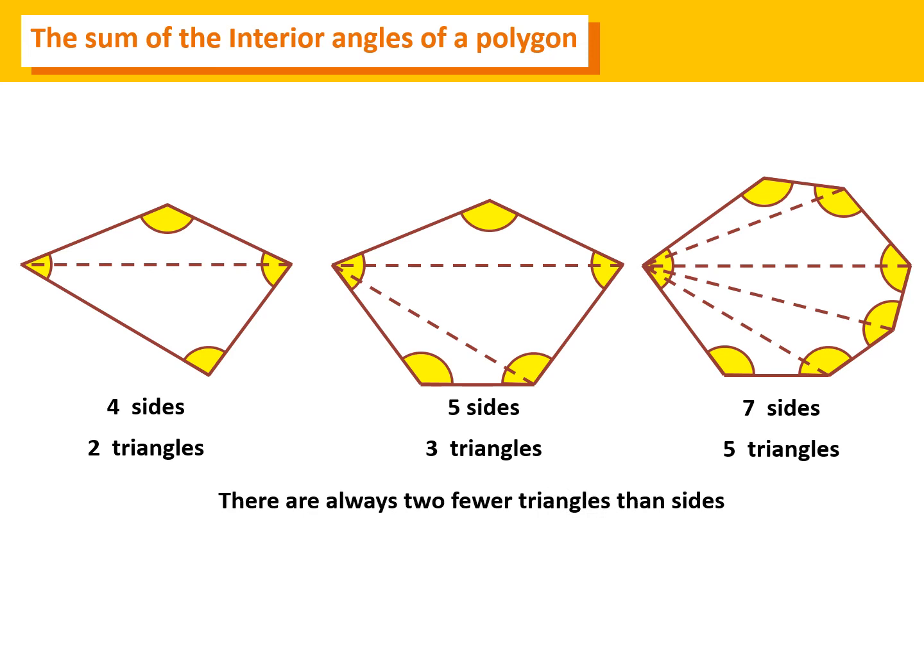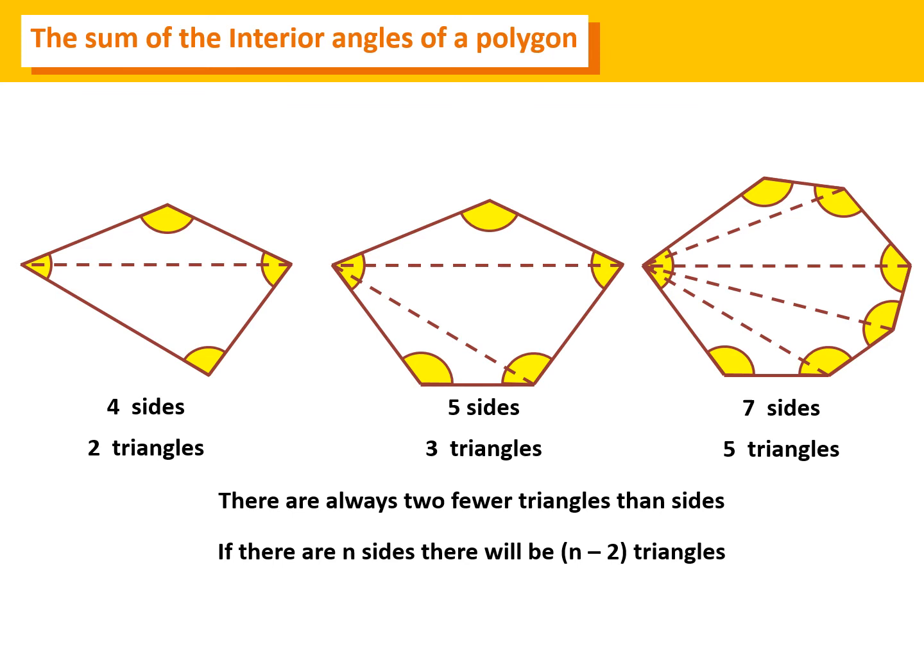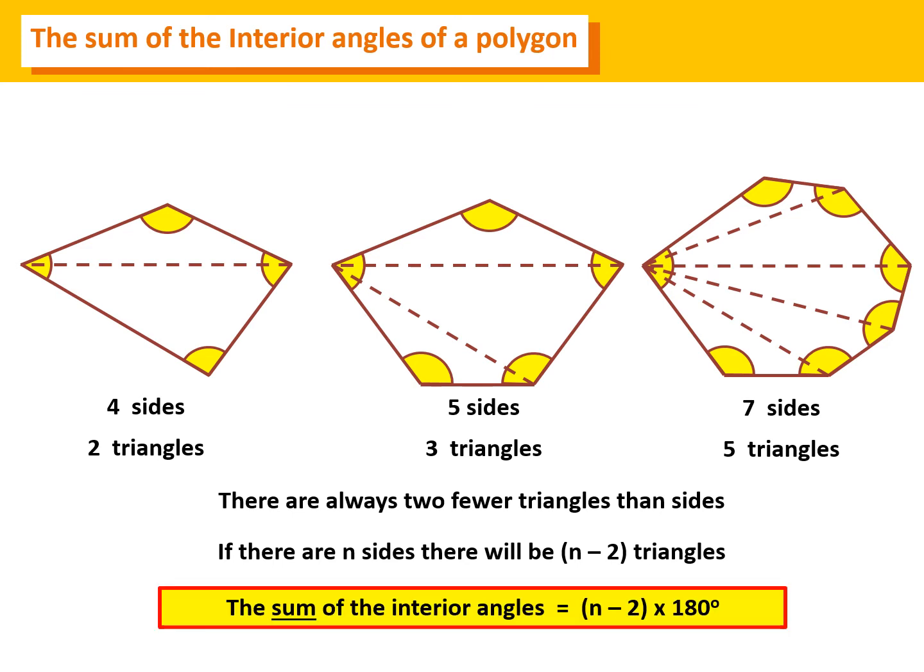There are always 2 fewer triangles than sides, and each triangle has 180 degrees of angle in it. So if our shape has n sides, there will be 2 fewer triangles. That's n subtract 2 triangles. And therefore the total of those angles is the number of triangles, n subtract 2, multiplied by 180 degrees.